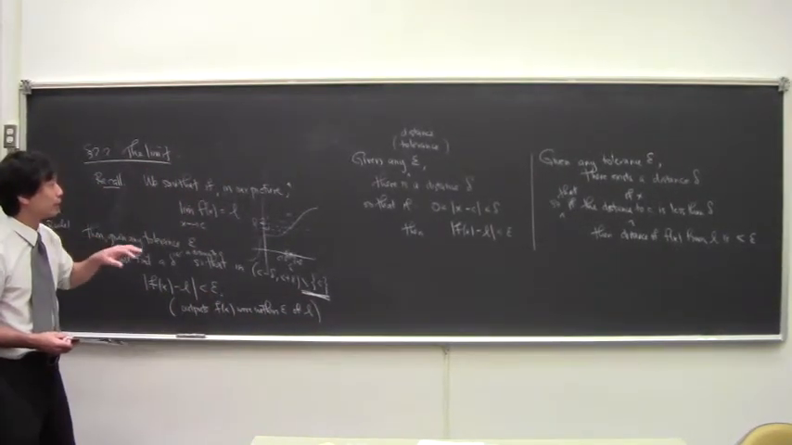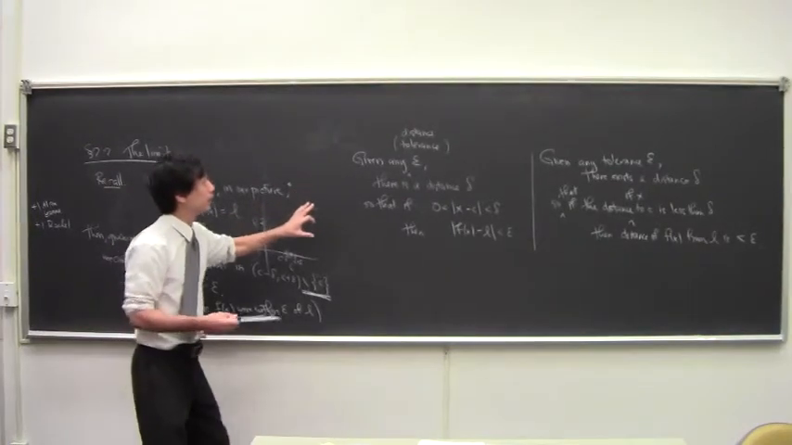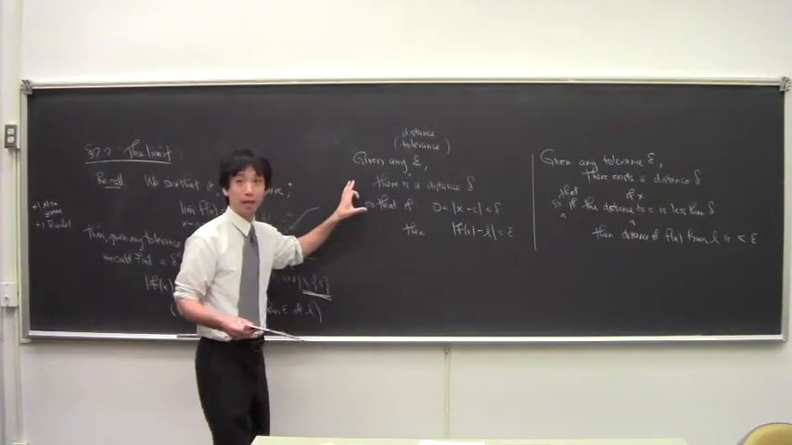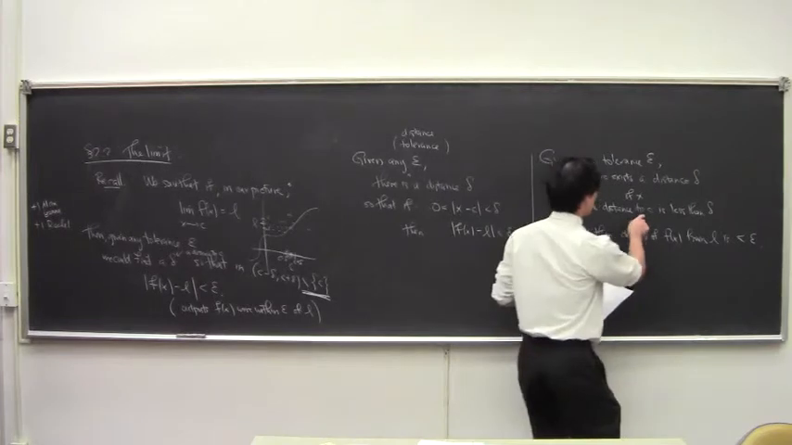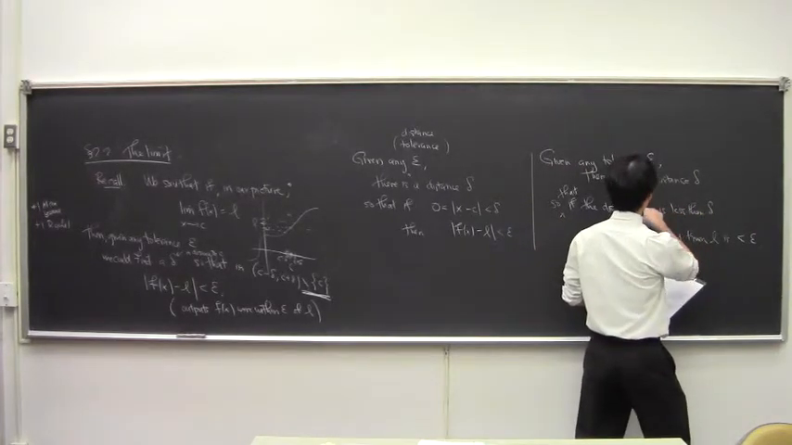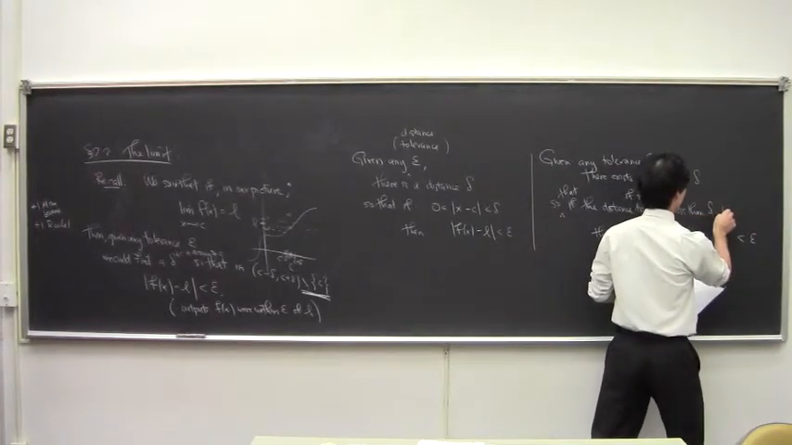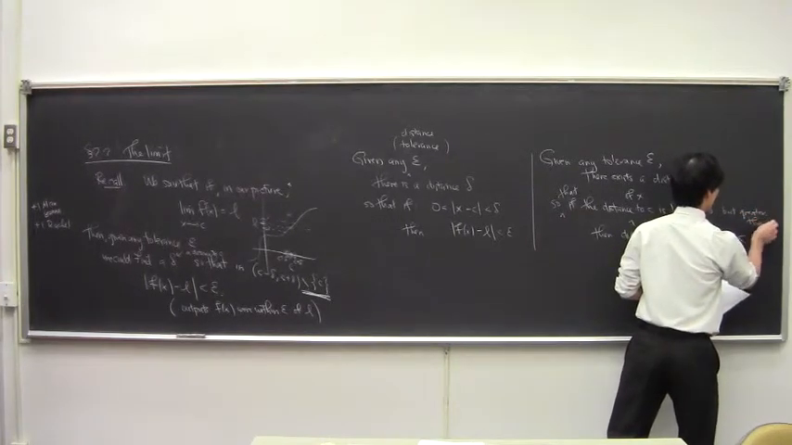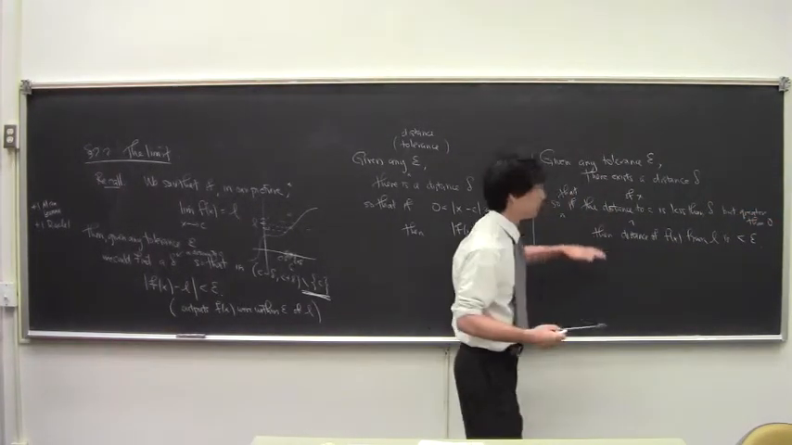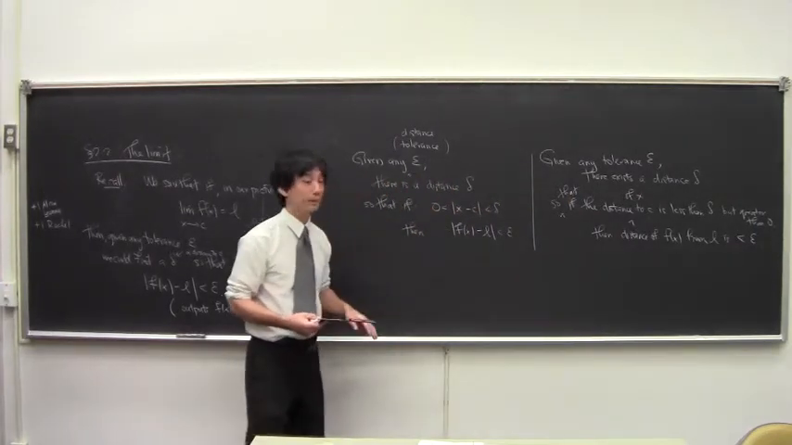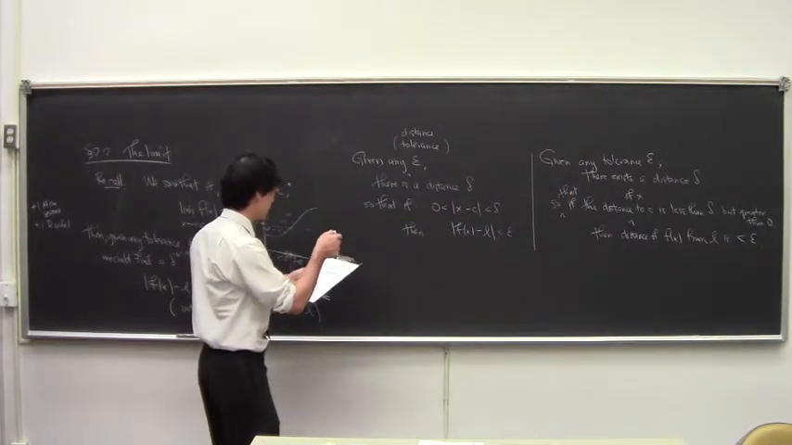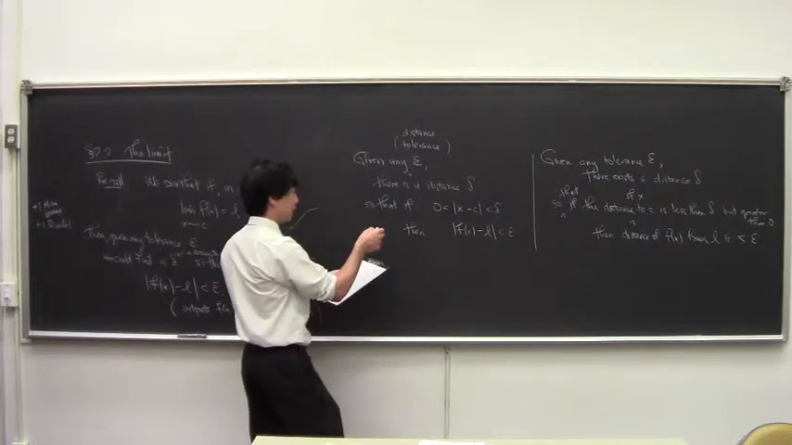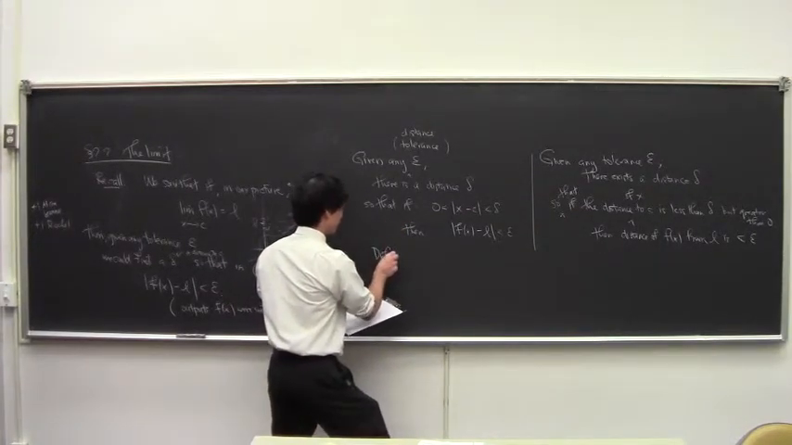Okay. So does everyone see this? So if the distance of x to c is less than delta but greater than 0, so that we exclude c, then the distance of f of x from L is less than epsilon. And so this turns out to be the definition. I'll write it again. I'm just going to write exactly the same thing.